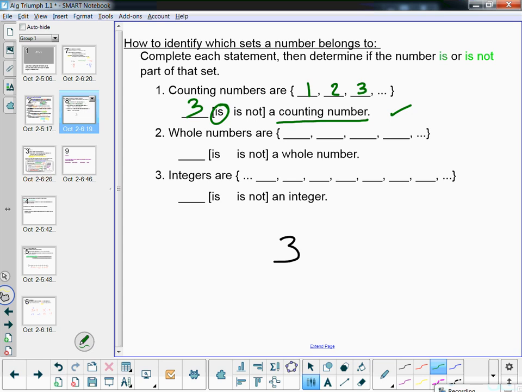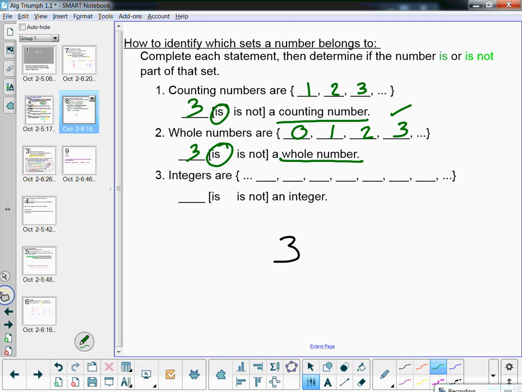Whole numbers are what? Pause the video and go look. Whole numbers are 1, 2, 3, and 0. Whole numbers are the counting numbers plus 0. What's our number? 3. Is 3 in that set? 0, 1, 2, 3, 4, 5, 6. Yes, it is. So 3 is a whole number.